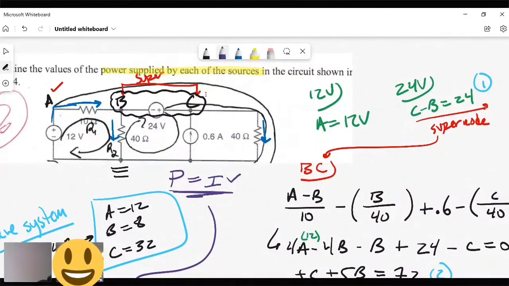24. Are you sure? I mean, if it's a SuperNode, wouldn't it be, or no? I see what you're thinking. I like it, but it's not right.